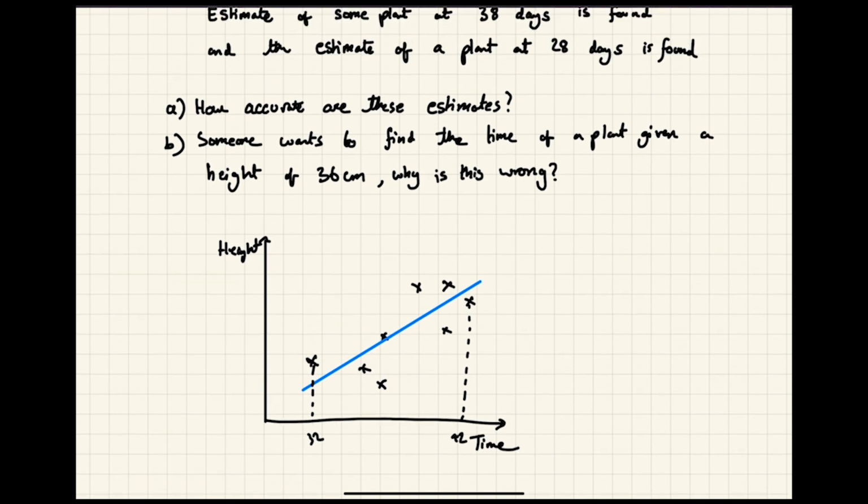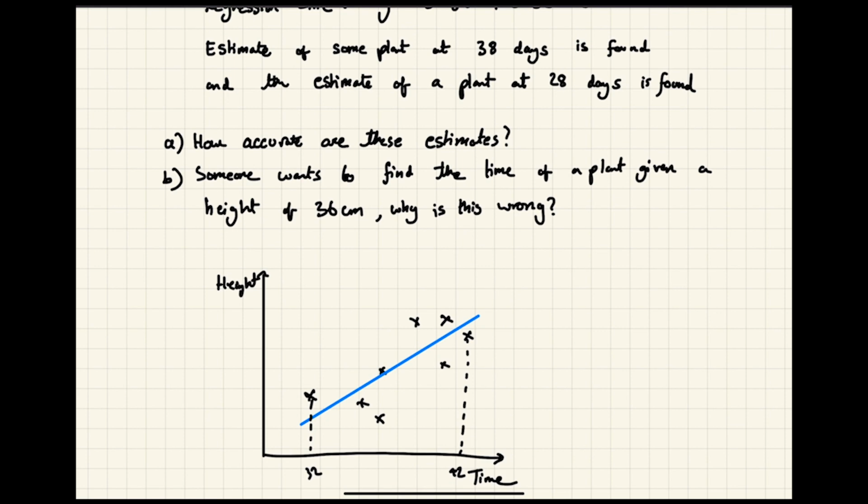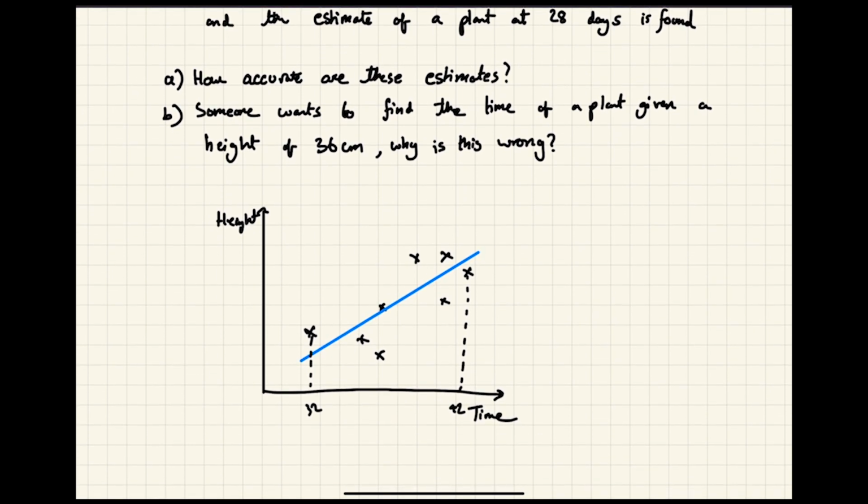Now, for the first one which we're estimating, we estimated some plant at 38 days. And 38 days actually falls within our expected estimate of the line. So 38 falls here, and therefore we can be fairly, somewhat confident that 38 would fall there. However, we've got another plant which is found to be at 28 days. And 28 days is probably somewhere all the way down here.